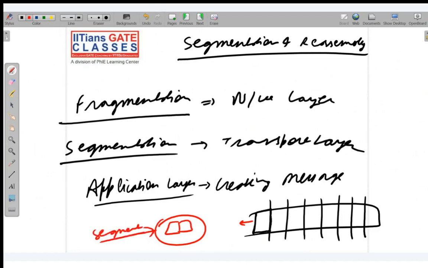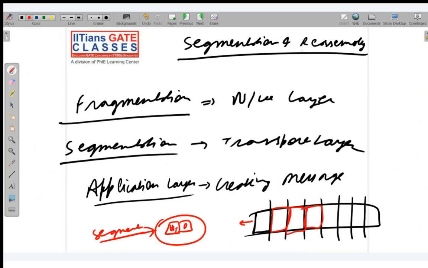I have told you, the packet at the transport layer is known as a segment. So this is a segment: this is the small data and this is the transport header. Again, the transport layer will attach a header and make another segment. Here also a segment, here also a segment, and so on. This is known as segmentation.